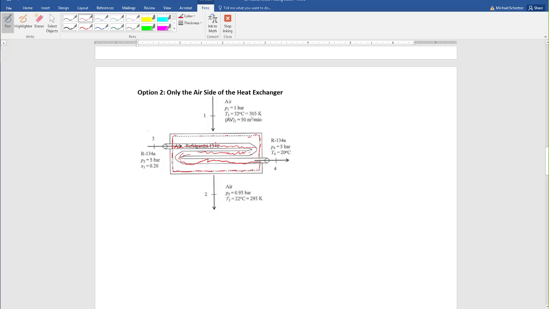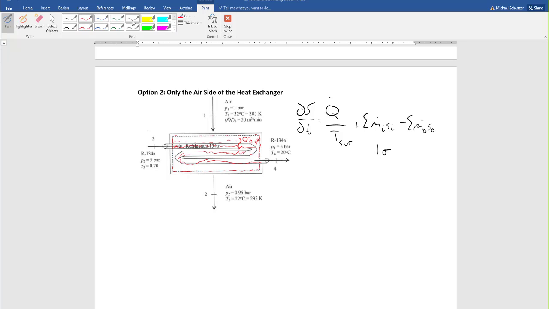My control volume kind of loops around here, so there is some heat transfer crossing the boundary now. This is Q dot from the air to the refrigerant. Again, I would write down dS by dt is equal to Q dot over T surroundings, the one that's not in the control volume, plus the sum of m dot in S in minus the sum of m dot out S out plus sigma dot.